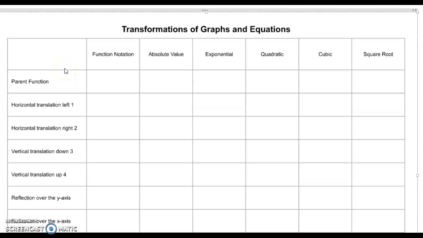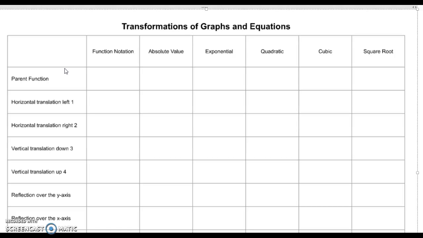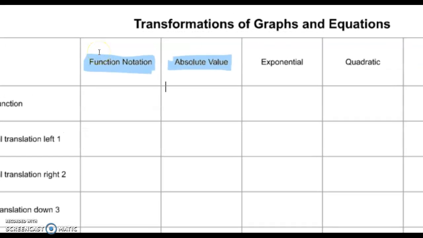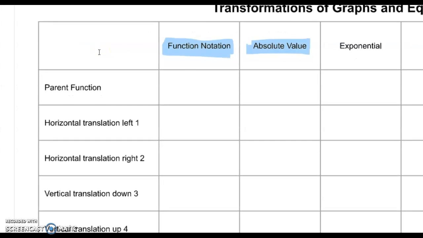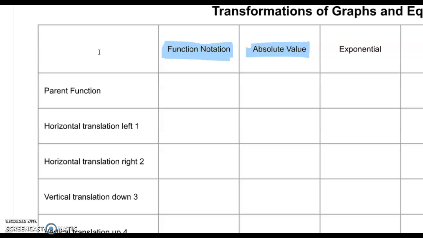Today we're learning about the transformations of different graphs and equations. So we're specifically going to be working with function notation, which we're going to learn about further in just a second, and absolute value equations. So I'm going to zoom in a little bit on this. These are the two columns we're going to fill out on this chart today, but as we continue through different chapters, we will fill out additional columns.